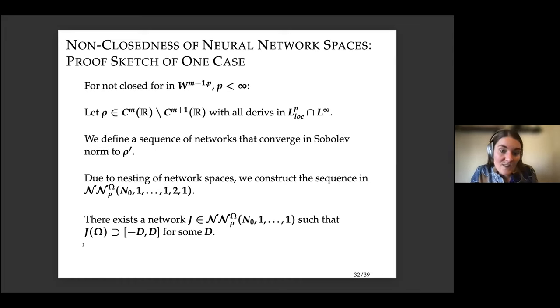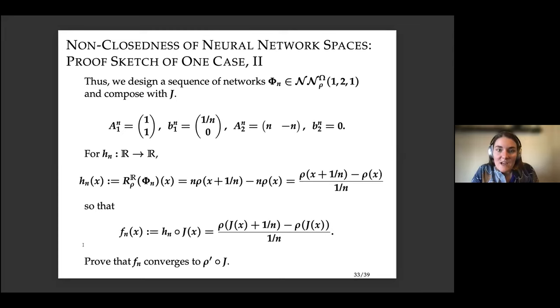And due to this nesting of network spaces, we can do this on a much simpler example, because we can always make elements of a matrix zero. So we can prove this for a very, very simple architecture that has one node for most of the layers and then two for one. The basic idea is we first build up a network that starts with whatever number of entries we want coming in, and then every other layer just has ones. And we can make that blow up. We can always blow up our domain so that it encompasses some interval from minus D to D.